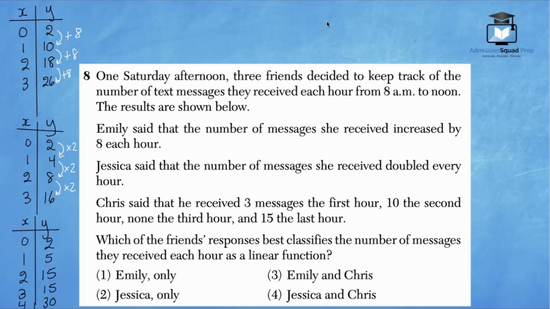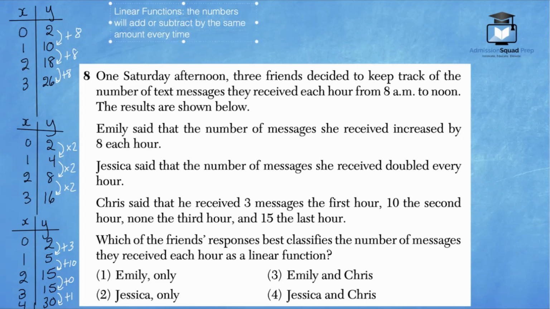Let's take a look at how his text messages are increasing. He started off with +3, then +10, then +0, and +15. Guys, I hope you remember that for linear functions, the numbers will add or subtract by the same amount every time, okay? So I'm looking at Emily's, and that one looks exactly like a linear function. We're adding 8 every single time.